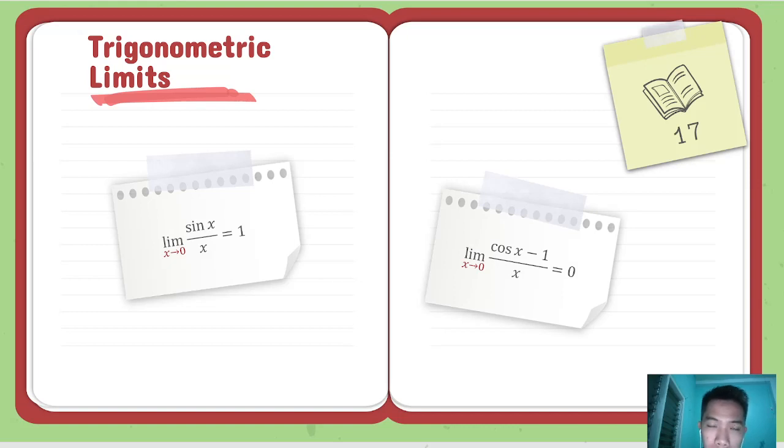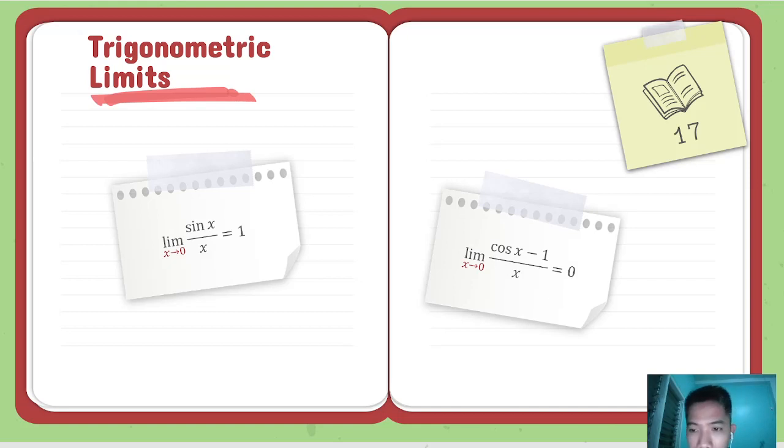So the first one is the limit of sine x all over x as x approaches 0, which is equal to 1. This is a technical fact, and it was proven through mathematics. If you want to read the proof, it is in the lecture module that I have uploaded in the Google Classroom.